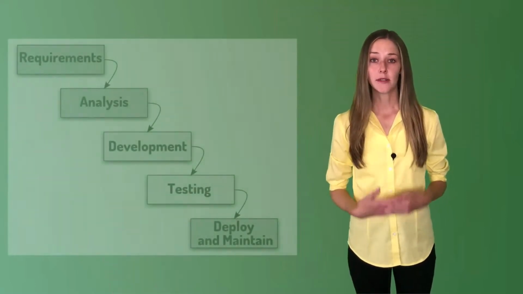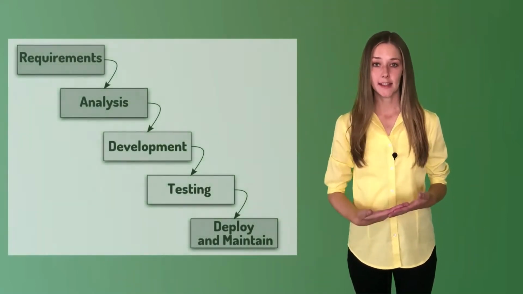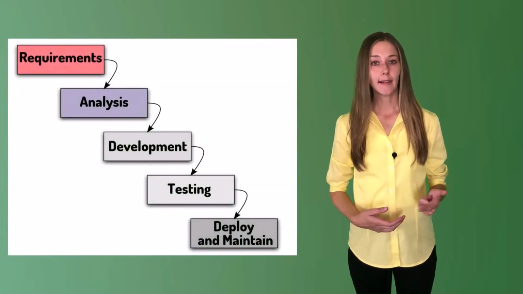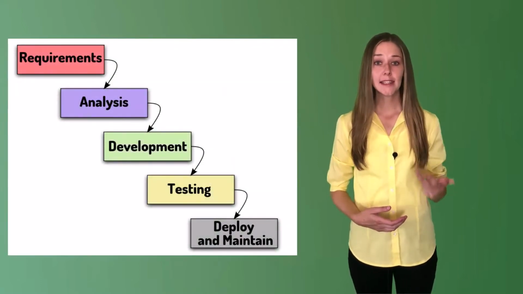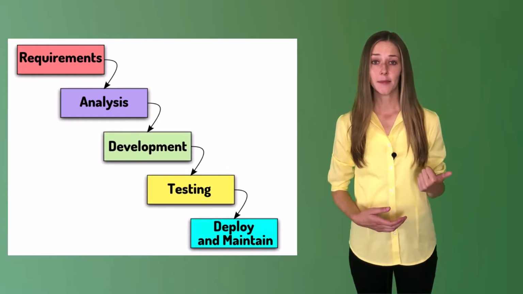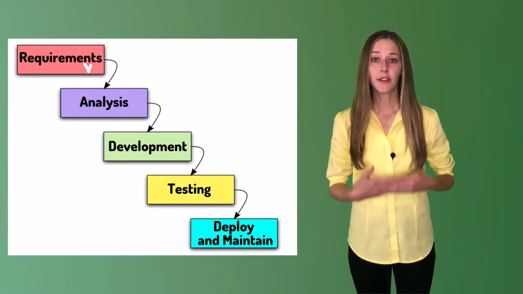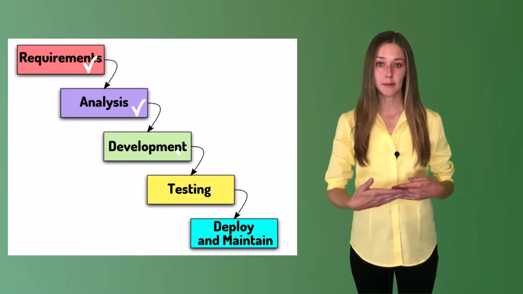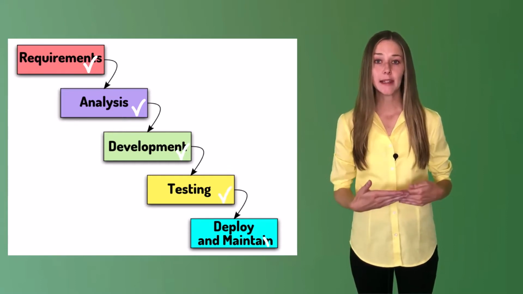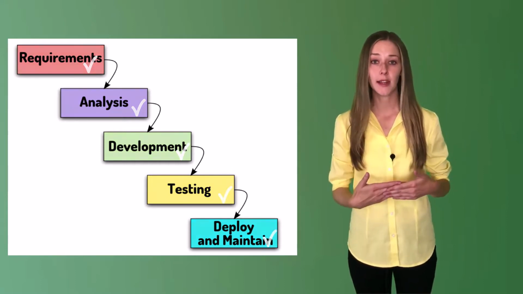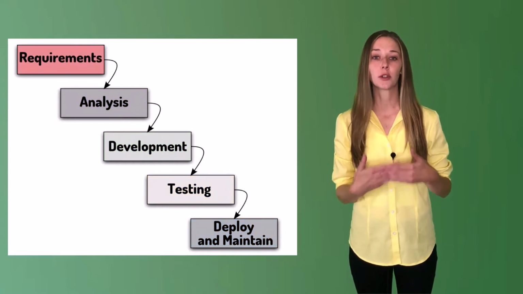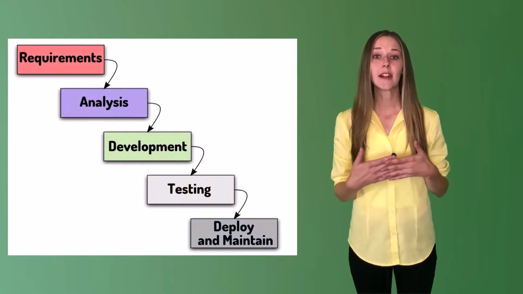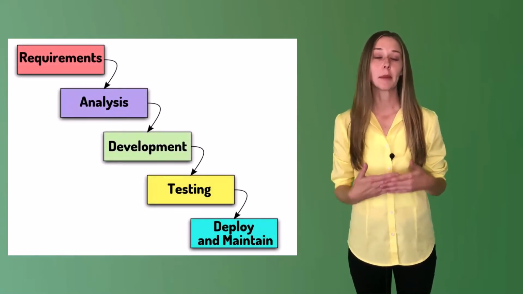Waterfall breaks software development projects up into distinct phases: requirements, analysis, development, testing, deployment, and maintenance. With Waterfall, each phase must be completed before the next phase begins. And once a phase begins, changes cannot be made to prior phases. The flow moves in only one direction. Once the development phase begins, changes cannot be made to requirements.